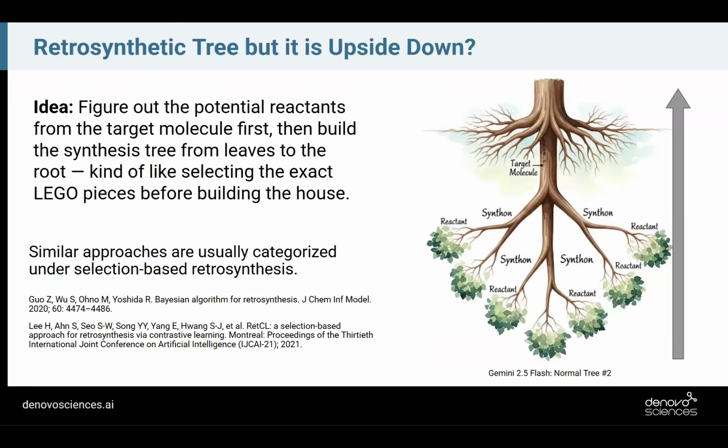So actually, to circumvent this problem, we came up with an idea that we might be able to find necessary reactants before actually constructing the retrosynthetic pathway. So it's kind of like picking out what kind of Lego building blocks you need to build your house in advance, rather than deciding from the house itself.